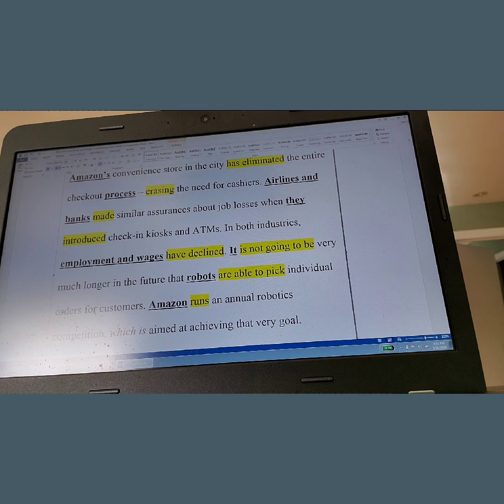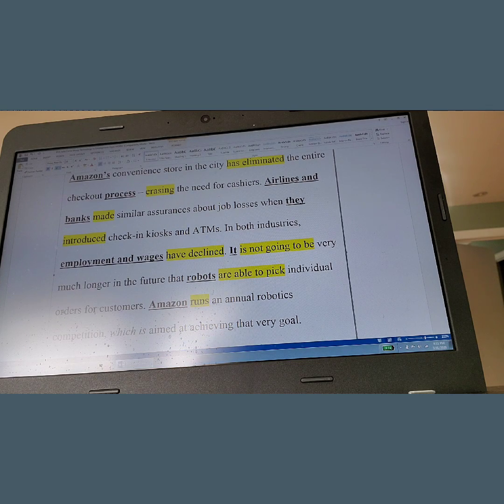So it says Amazon runs an annual robotics competition, which is aimed at that very goal. So this is obviously aimed at that goal, the goal being the previous sentence. Again, it's giving you a clue. You're making a micro inference back to the previous sentence, and you're also making a micro conclusion in terms of what that means overall.